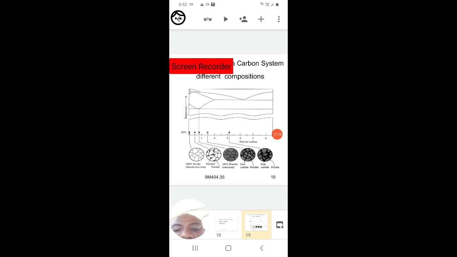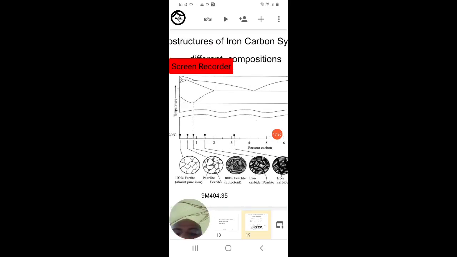The eutectoid means one solid gives rise to two types of solids. Pearlite is a lamellar type of structure. Before 0.8, you will see the structure of ferrite plus pearlite, lamellar structure, and white large grains. That is the combination of pearlite and ferrite. At exactly 0.8, the eutectoid reaction occurs.